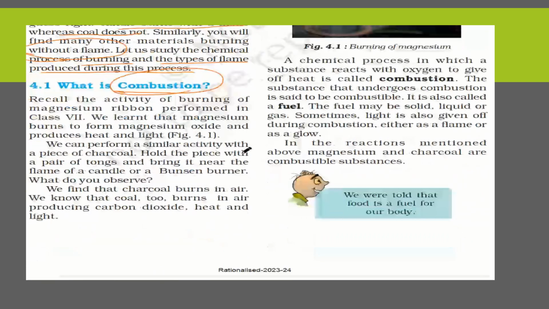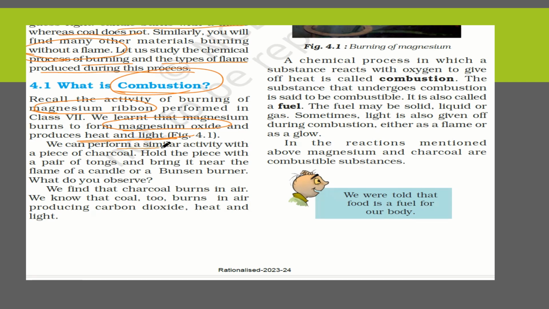Once you start recalling what you have studied in the previous class, you will remember that you burnt the magnesium ribbon in class 7th. There was an activity that when magnesium ribbon is burnt, it forms magnesium oxide and produces heat and light. You did this activity in class in the presence of your teacher. So magnesium ribbon was burnt, giving magnesium oxide, and it produces heat and light.